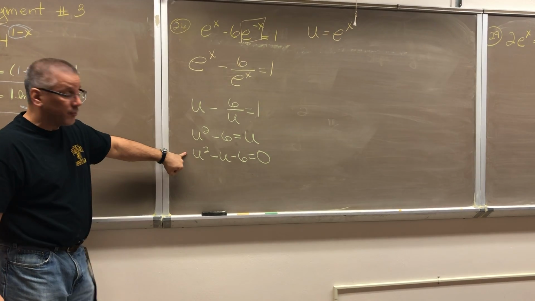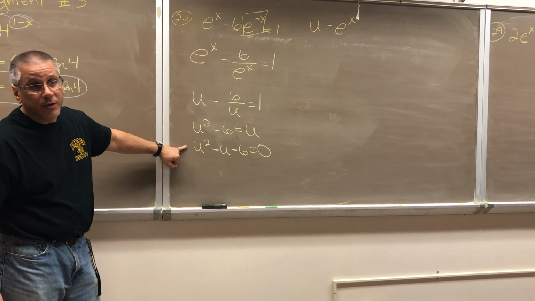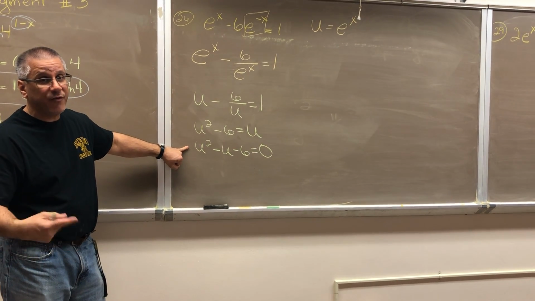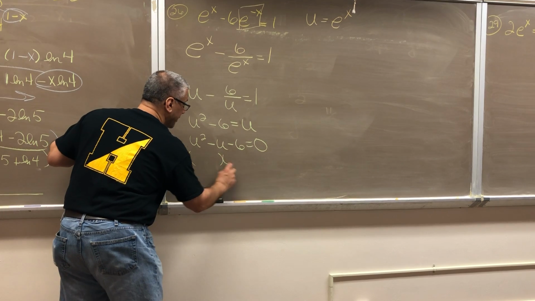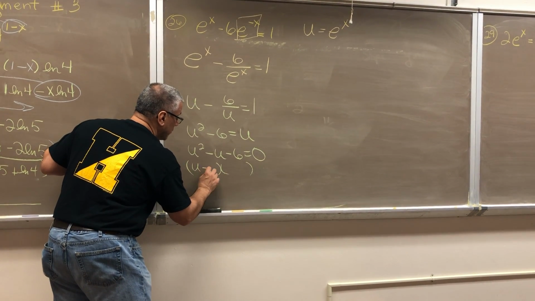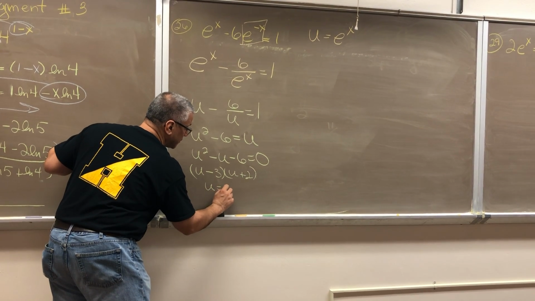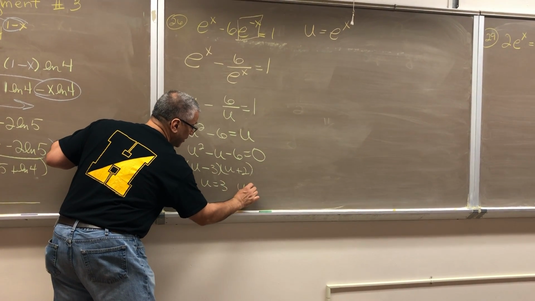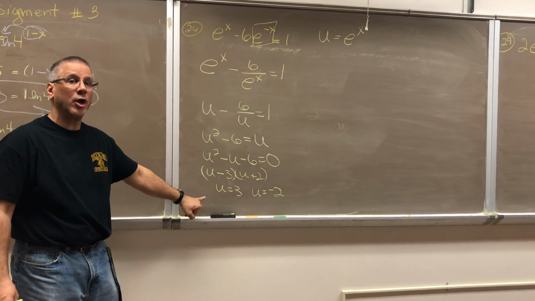On this equation, we get lucky. This is factorable. Some of the other ones on your sheet are not factorable, so you have to use the quadratic formula. Factoring it, u minus 3, u plus 2, so u equals 3 and u equals negative 2. So now these are the values for u.